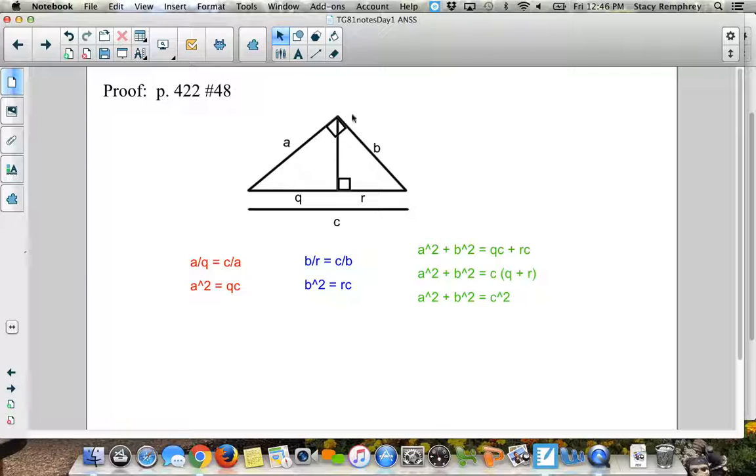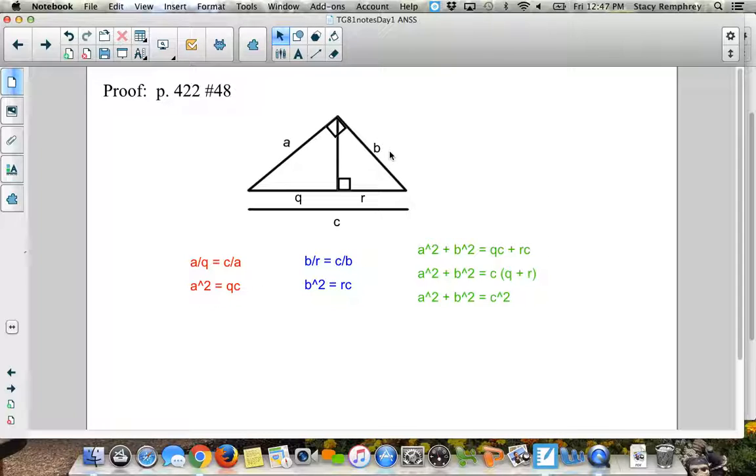So what I'm going to use there are some of the similarity ratios we saw before. So A is the leg of the big right triangle, this big one right here. So I know A is the geometric mean between the part that touches it and the whole, so between Q and C. So that's how I set up this proportion. A is the geometric mean written twice between Q and C. And then I cross multiply to get A squared equals QC.